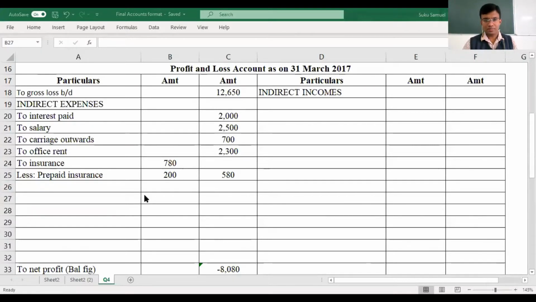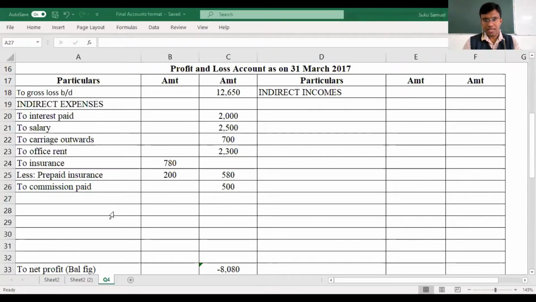Now there are some more items that we have to consider. There is commission that we have to consider. Commission paid, and the amount is 500. Bad debts, reserve for bad debts, I will be doing that together.